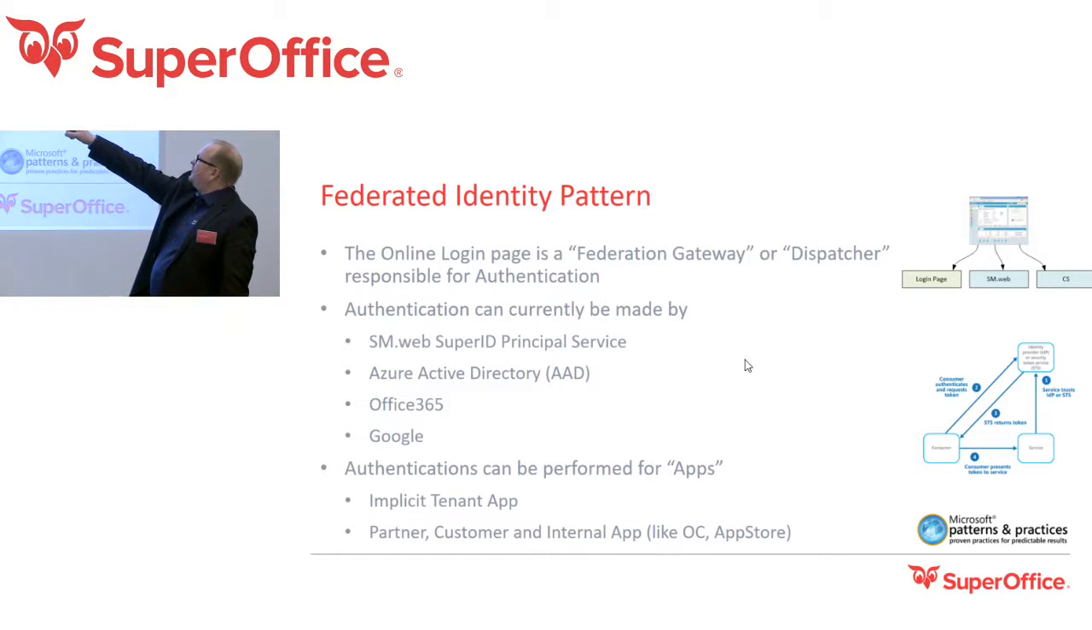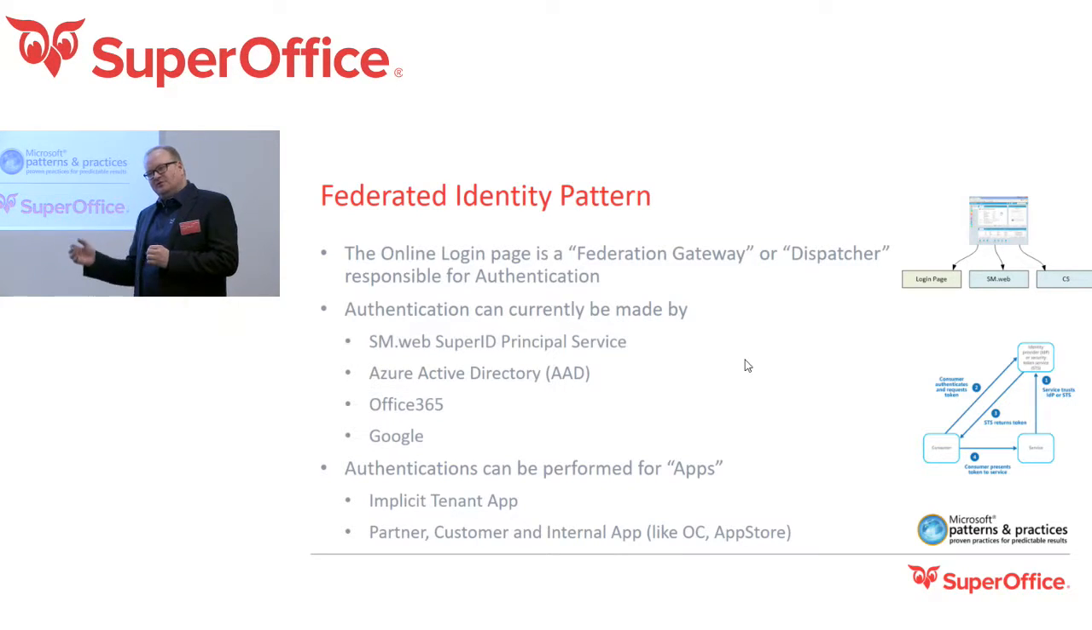So they have this pattern called Federated Identity. And the goal of this pattern is to say, well, if you have your documents in Google, you need to authenticate with Google. If you have your documents in Office 365, you need to authenticate with Office 365. In the future, if you have your own Active Directory, you don't want to have a different password for online and for your on-site stuff. You want to have the same password.